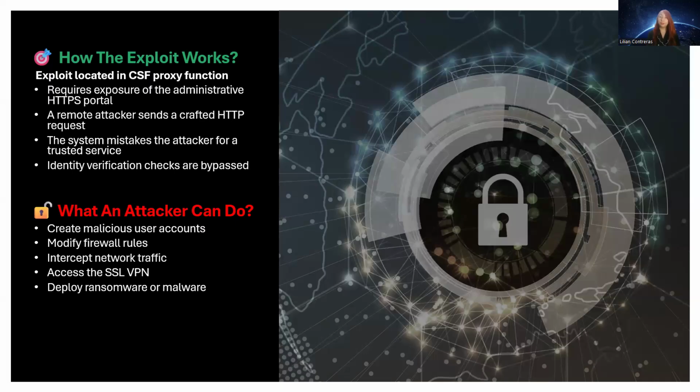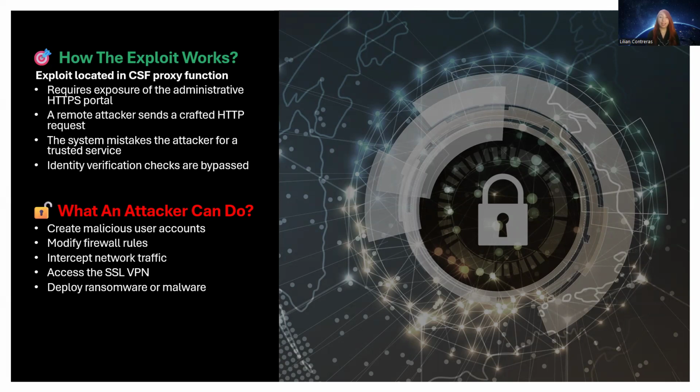How does this exploit work? The vulnerability lies in the Security Fabric proxy function. If a device exposes its HTTPS administrative portal, a remote attacker who doesn't need VPN access, only the correct network path, can send a specially crafted HTTP request that tricks the device into thinking it's communicating with a trusted service. This causes the device to bypass authentication on certain requests, including critical administrative operations.